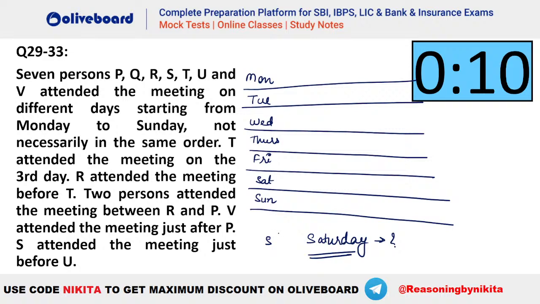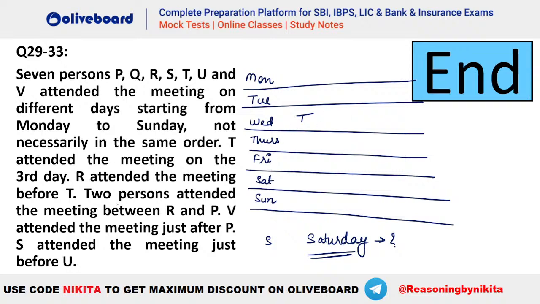Okay, let's see how this particular question is to be done. It is a very easy question, cannot be easier than this. So let's see. T attended the meeting on the third day, so you can see T has to be there. Okay, T will be on Wednesday. Two persons between R and P. R attended the meeting before T, so R can be this person, R can be this person. Two persons between R and P, so P here or P here. V is just after P, so V is just after P will be like this. Now S is just before U, that means this particular case is invalid because you cannot place two consecutive people. So S is immediately before U will be here, right?